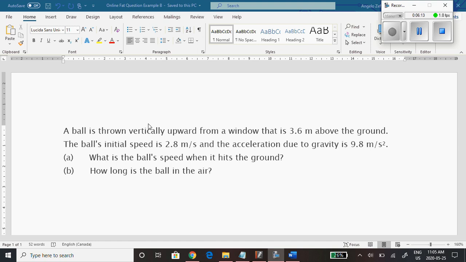A ball is thrown vertically upward from a window that is 3.6 meters above the ground. The ball's initial speed is 2.8 meters per second, and the acceleration due to gravity is 9.8 meters per second squared. Here are the questions you're going to answer. What is the ball's speed when it hits the ground? How long is the ball in the air? So here's a typical question you would get.